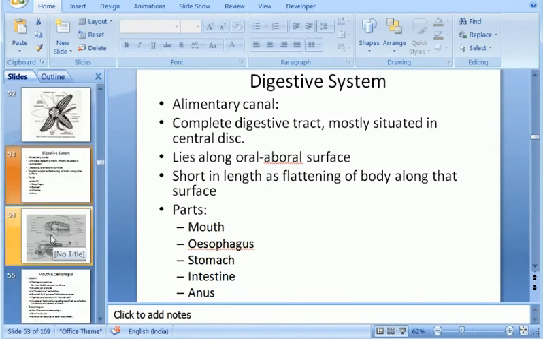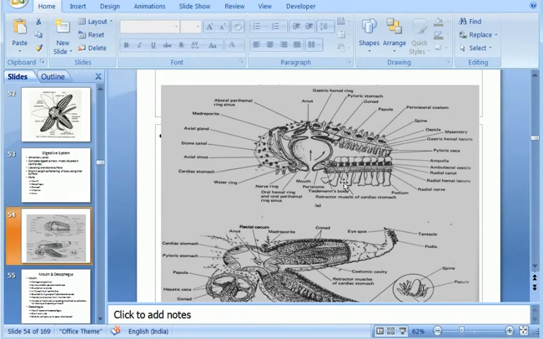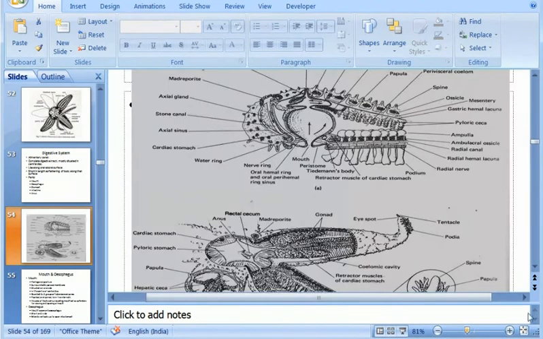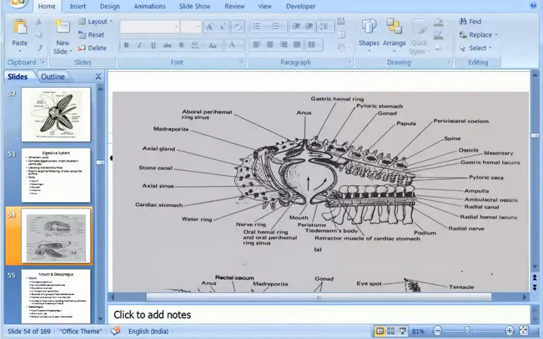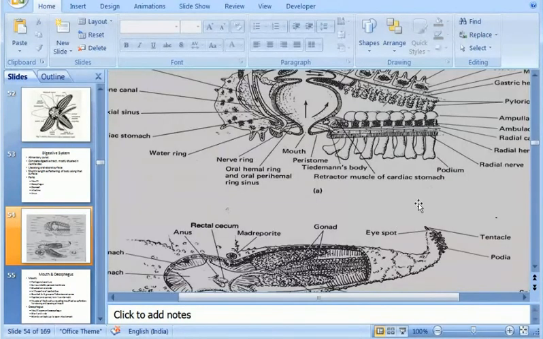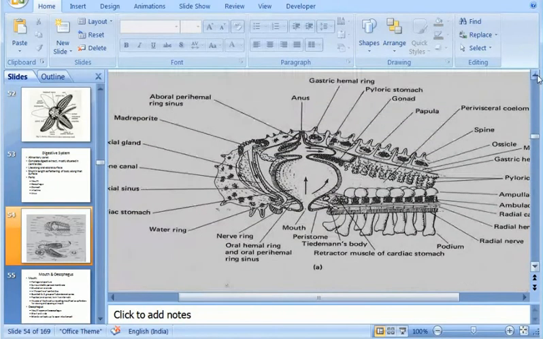Let's see one by one where these parts are located. But before that, let's have a look at the vertical section here. This part is showing the central disc, and only one arm is visible here. Let me magnify it a bit. So I hope it is visible. The legends are also visible here. So here you see, this is the central disc part, and this is the arm, and this shows the vertical section showing only one arm.